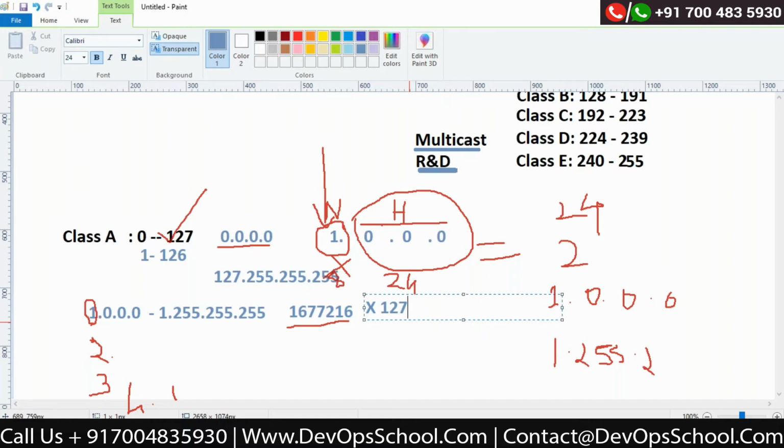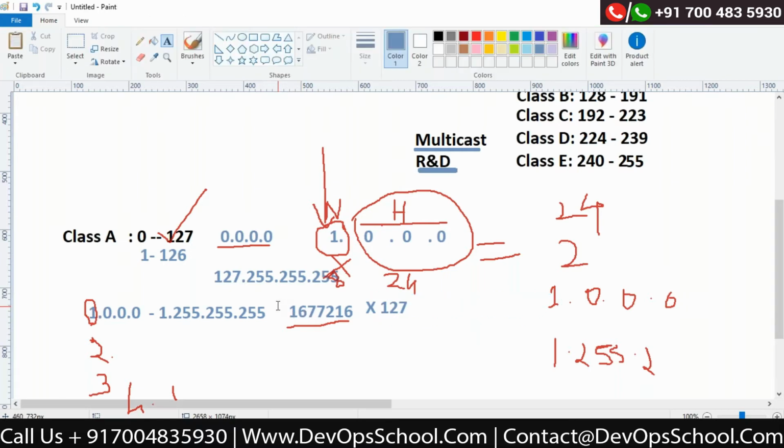So for class A, the first rule is that the first 8 bits are for the network and the remaining 24 bits are for the host. So how many total IP addresses can I get from class A? It's 2 raised to 24, which is nothing but 16,777,216, so 1 crore 67 lakhs, whatever that number is. So a single network can generate this many IP addresses. Correct? This is a very, very huge number.